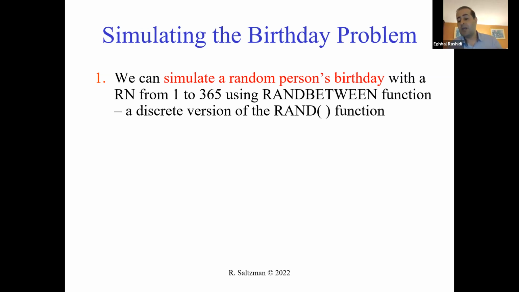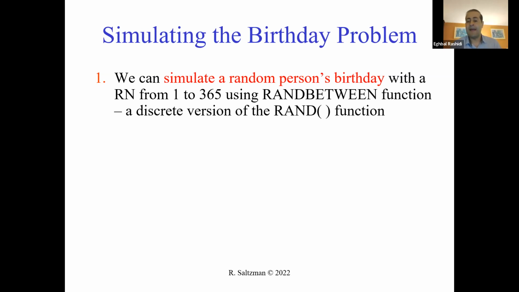There is actually a function in Excel that can generate a uniform discrete distribution between A and B. That's called RANDBETWEEN, as you can see here. So that's going to be RANDBETWEEN 1 and 365. It's going to generate a value between 1 and 365. We're going to generate this 30 times, that means for 30 people. It's kind of simulating the people at the party and their birthdays.